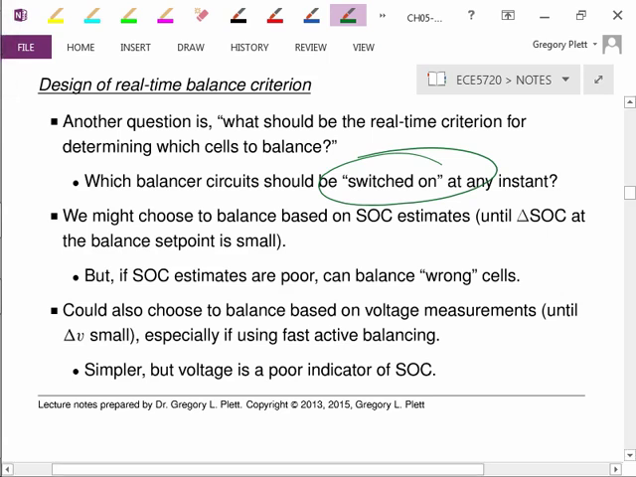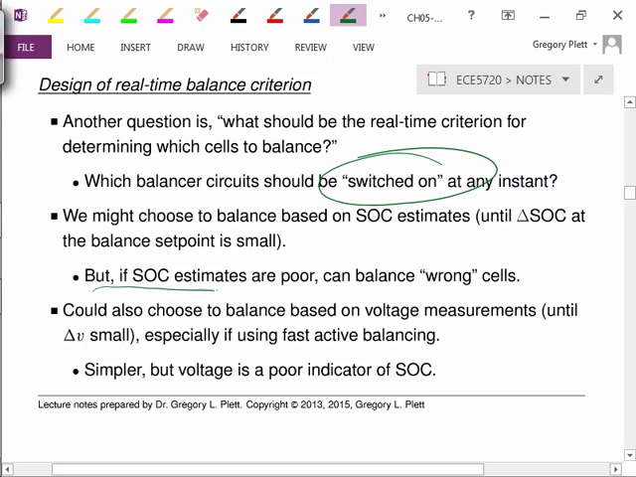So we could choose to balance based on a state of charge estimate until the difference in states of charge between the different cells is small. Now we will never have a case where our estimates are exactly the same for every cell because there's noise. We've seen there are error bounds on our estimates. So we wouldn't balance until our delta state of charge was 0, but until they were within some acceptable range of a few percent, maybe.